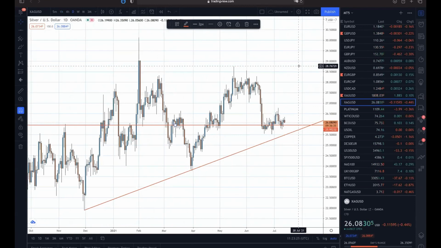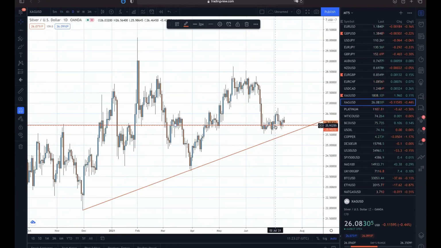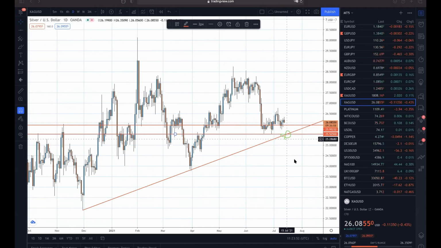A break below this 26 area, and namely 25.50, I would say, is the more important one, which also coincides with a rising trend line, is going to be the area to watch out for. So this area here is where you want to place your buys if price goes there and you're bullish on silver, which I'm not necessarily saying that you should be.